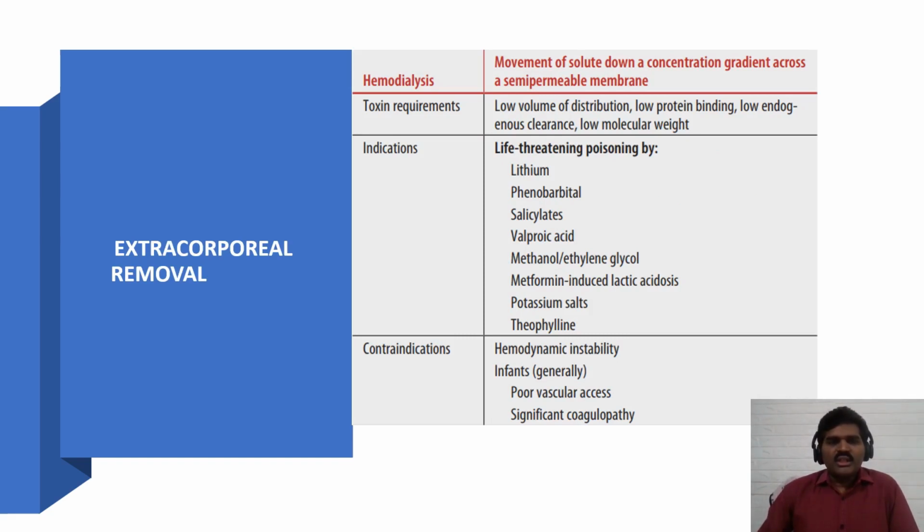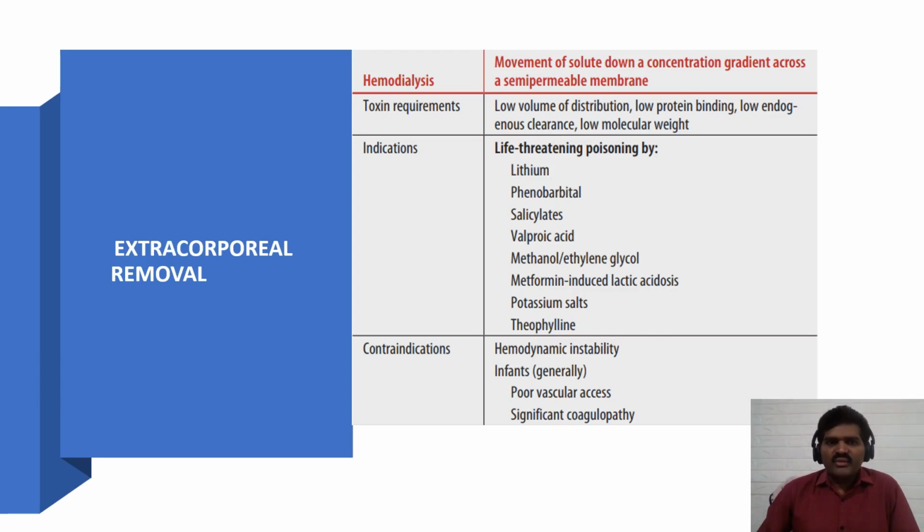The next technique is extracorporeal removal, which includes hemodialysis and hemoperfusion. Hemodialysis is the movement of a solute down a concentration gradient across a semi-permeable membrane. Toxin requirements: it should have a low volume of distribution. There should not be any protein binding, low endogenous clearance, and it should be of low molecular weight.